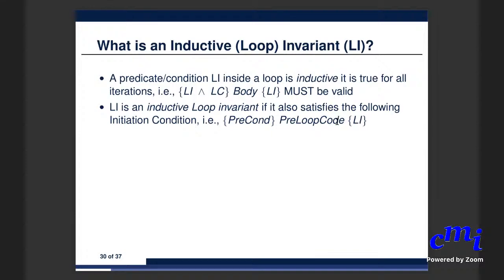With these two things, you're guaranteed. If it's inductive and it satisfies the initiation condition, then it is guaranteed to be an invariant as well, because being inductive means it is true every time you go around the loop, and it is true the first time by the initiation condition. So these two conditions guarantee that every time you are at that point in the loop associated with Li, the predicate is true.